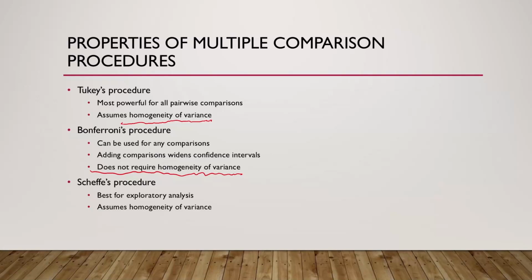Scheffé's procedure also assumes homogeneity of variance, but you're not restricted to pairwise. In fact, as I've mentioned in a previous video, with Scheffé's procedure, you can do as many confidence intervals as you want, and the critical value doesn't change. With Bonferroni, the critical value will change, and you'll get less and less power the more of the intervals you do. That's not true with Scheffé. You fix your critical value at a certain value, and it doesn't matter if you're doing 2 contrasts or 100 contrasts. That's the critical value you use.